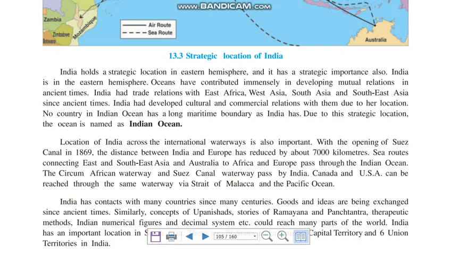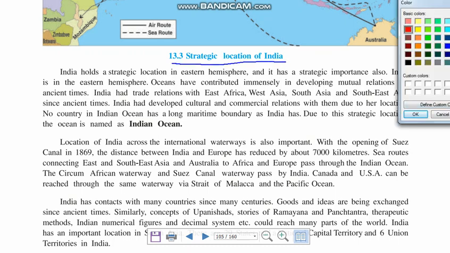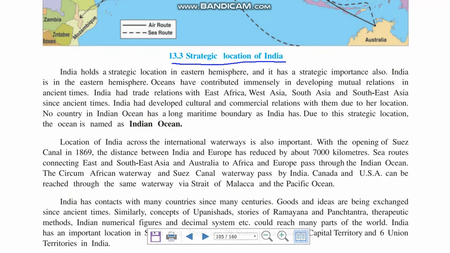In the last lecture we had seen about the location of India, the longitude and latitudinal extent of India, and how India was connected with other countries. Today we are going to see about the strategical importance of India.